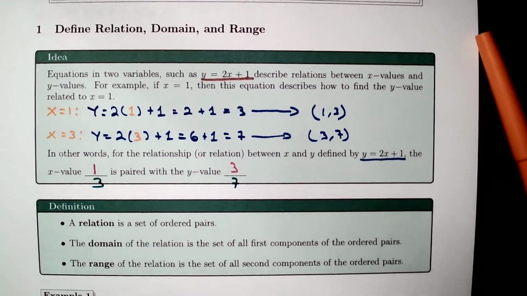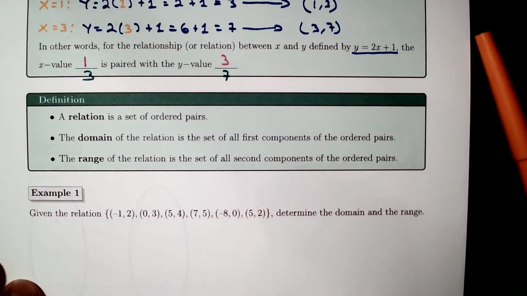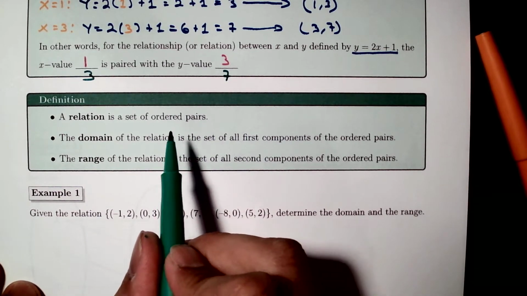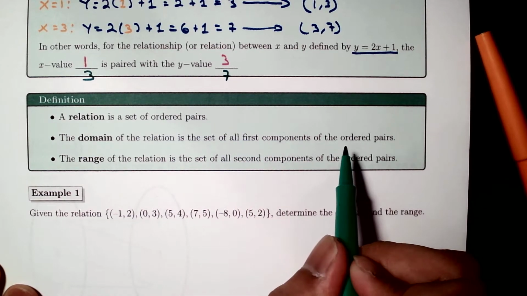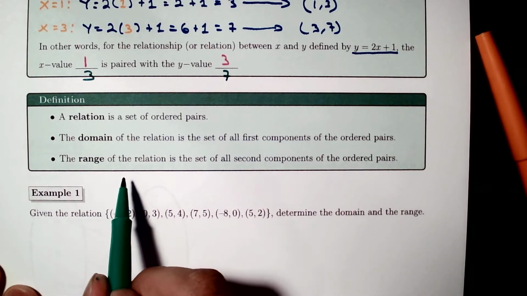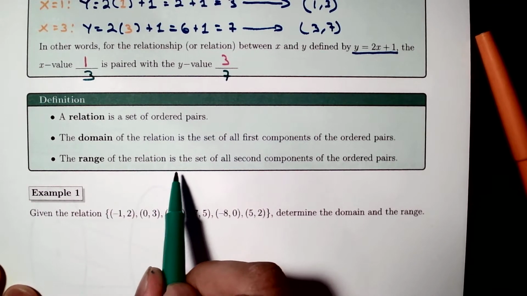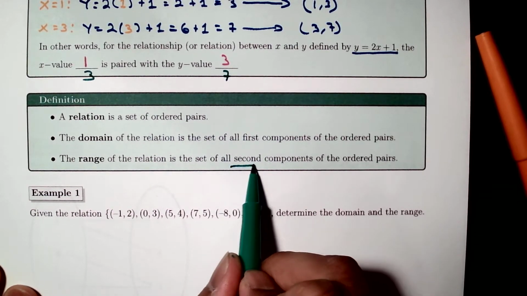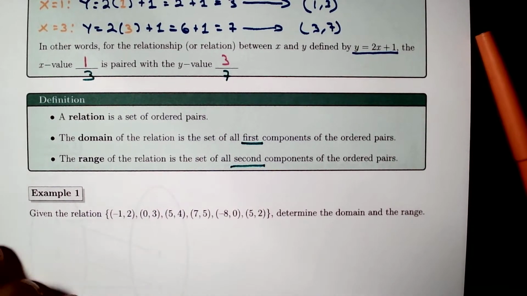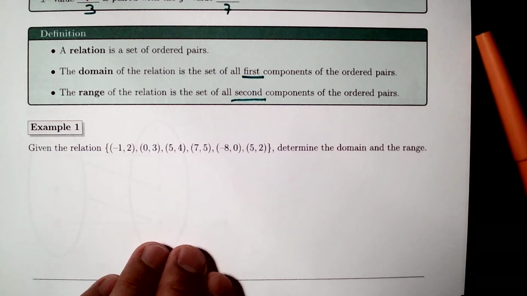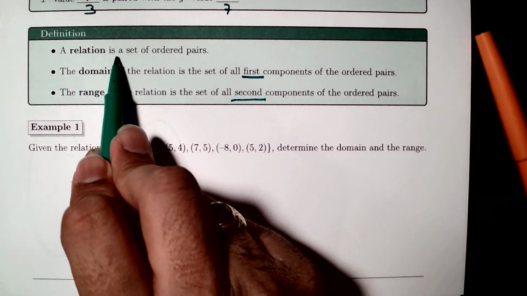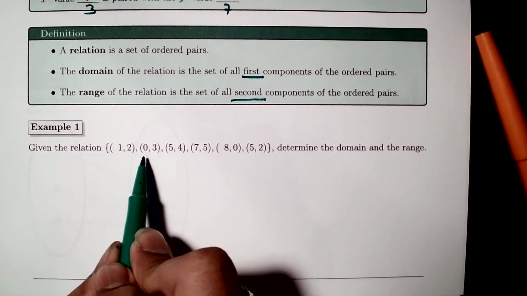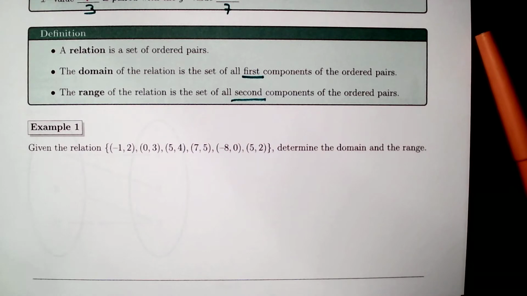So what is a relation? A relation is simply a set of ordered pairs. The domain of the relation is the set of all first components of the ordered pairs, and the range of the relation is the set of all second components of the ordered pairs. So, given this relation, which is a set of ordered pairs, this is one ordered pair, another ordered pair, so we have a few ordered pairs. Determine the domain and the range.